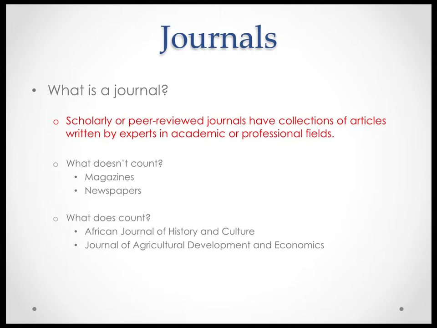Journals, for example, may have names such as the African Journal of History and Culture or the Journal of Agricultural Development and Economics. Journals often belong to universities or large organizations in which historians or researchers gather information and write scholarly articles for the journals.